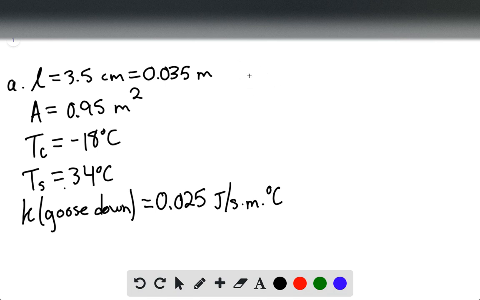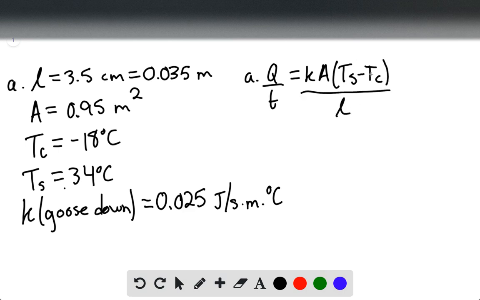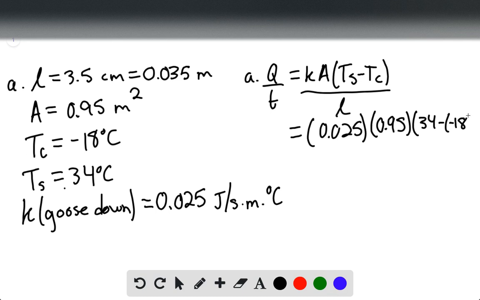So for part A, rate of heat flow, we can say Q over T. The rate of heat flow is equal to the thermal conductivity of goose-down times the surface area, T sub S minus T sub C, all divided by L. So this is going to equal the thermal conductivity of 0.025, the surface area of 0.95, and then we have 34 minus negative 18, all divided by the thickness of the jacket, 0.035. And we get that this is equal to 35 watts.